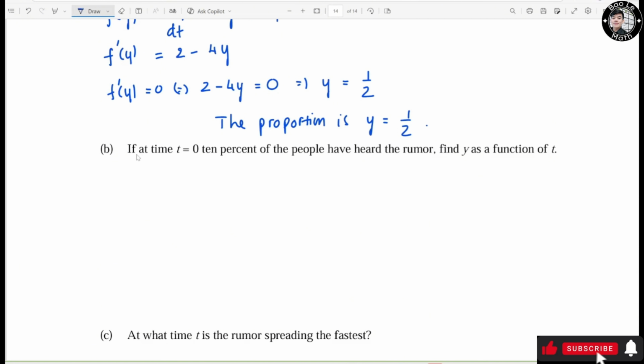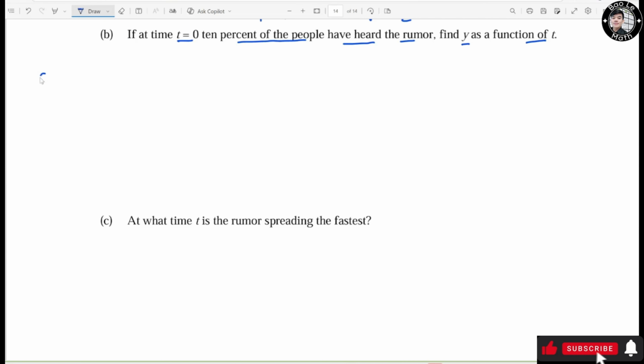Now question B. If at time t = 0, 10% of people have heard the rumor, find y as a function of t. So we have dy/dt given by 2y(1 - y). Now we're going to separate the variables, so we have dy/(y(1 - y)) = 2 dt. Now we're going to take the antiderivative of both sides.